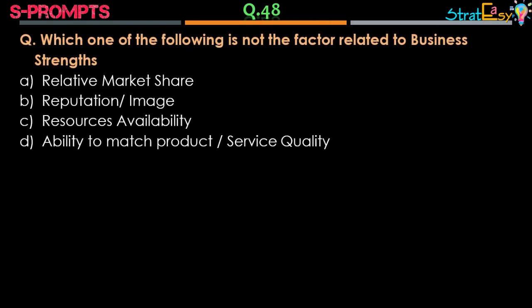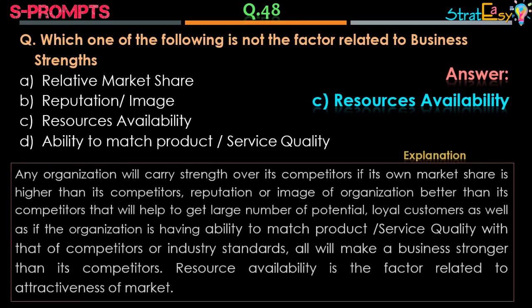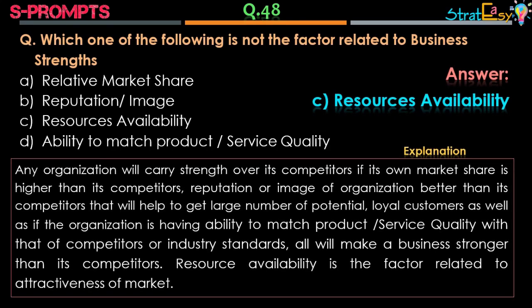Question number 48. Which one of the following is not a factor that is related to business strength? And the right answer is option C, resource availability. Any organization will carry strength over its competitors if its own market share is higher than its competitors', and if the reputation or image of the organization is better than its competitors. That will help to get a large number of potential and loyal customers. As well, if the organization has the ability to match the product or service quality with that of the competitors or industry standards, all of this will make the business stronger than its competitors.